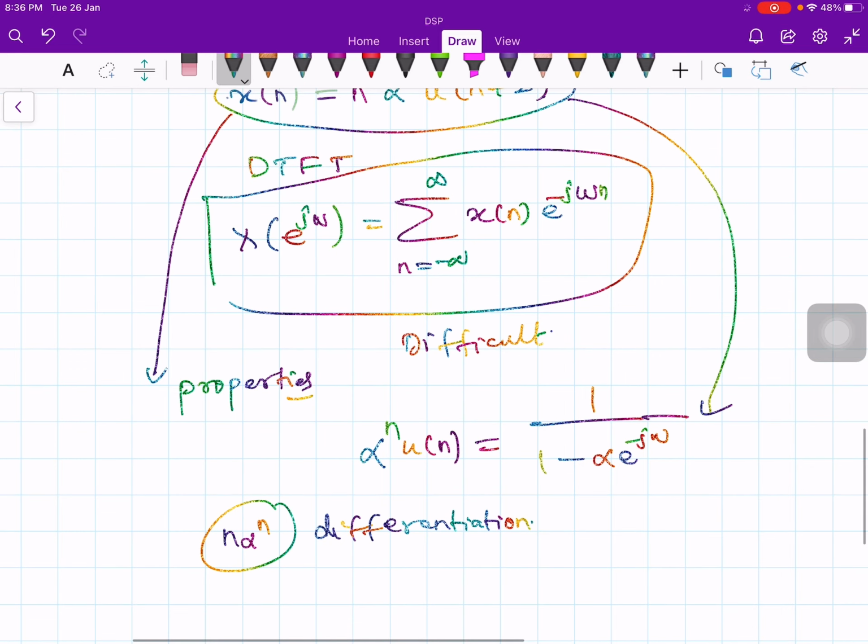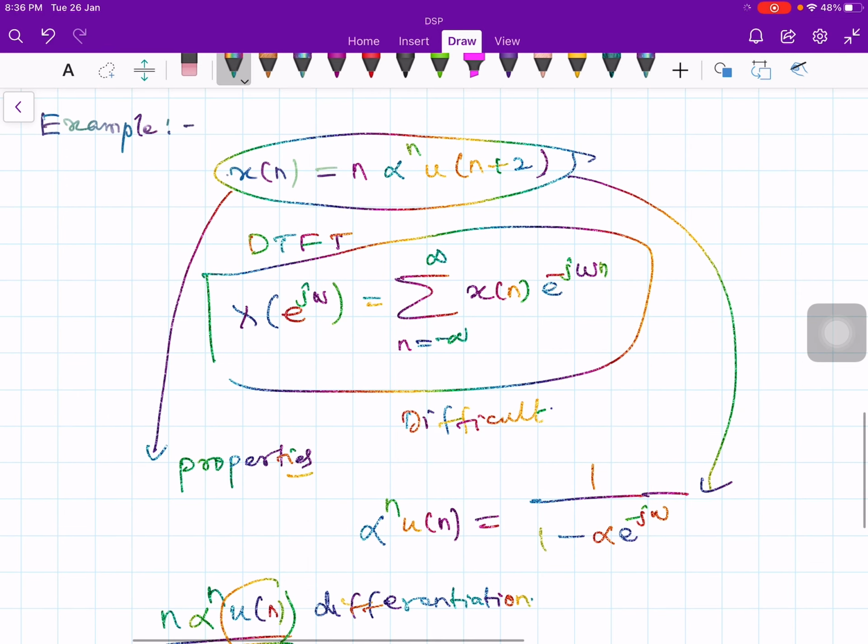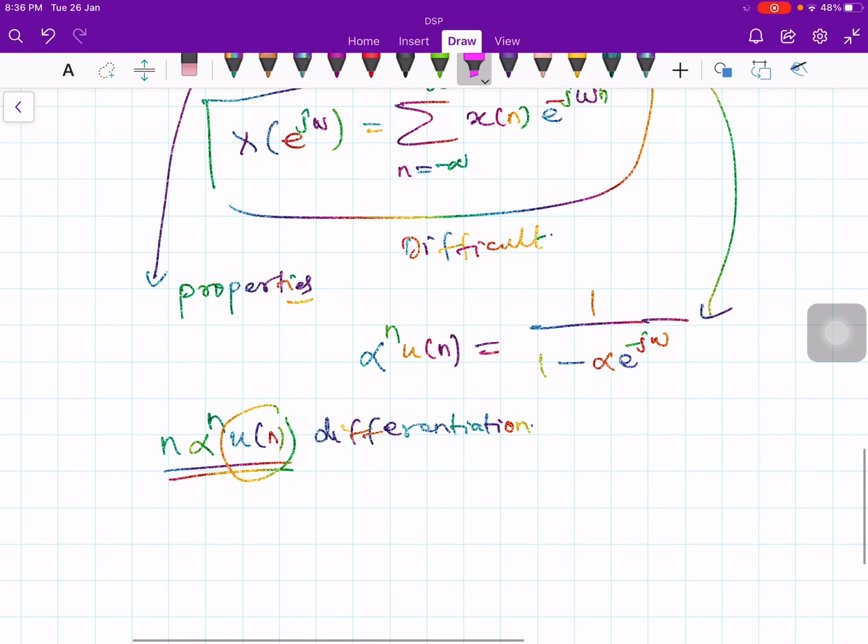Right? If it is n times alpha to the n u of n, no problem. Straight away you can use the differentiation property. But instead of u of n, in the given problem, you have u of n plus 2. That is a thing. So there are just 2 additional samples. Therefore, n times alpha to the n u of n plus 2 has 2 additional terms.